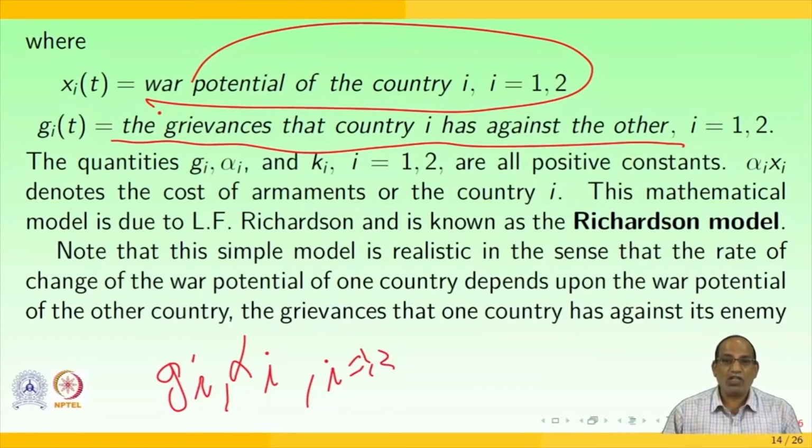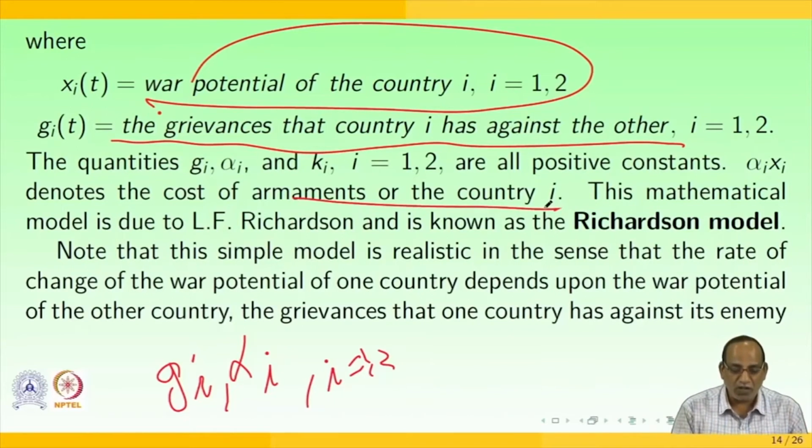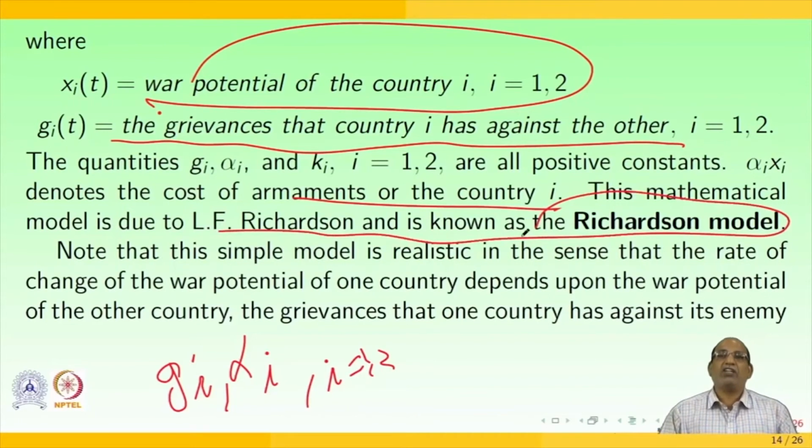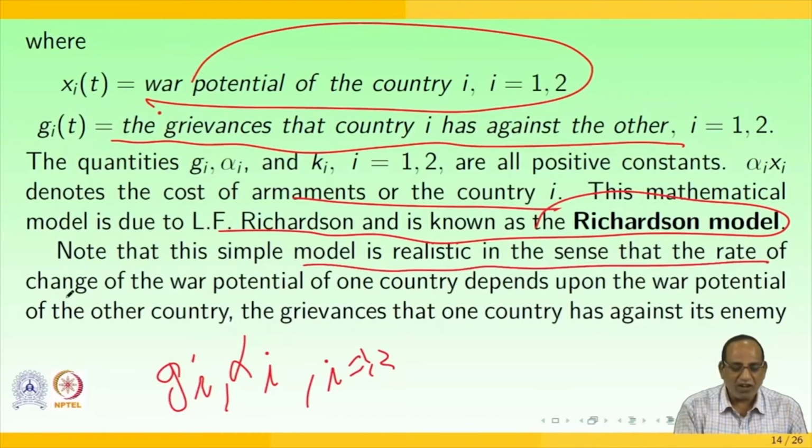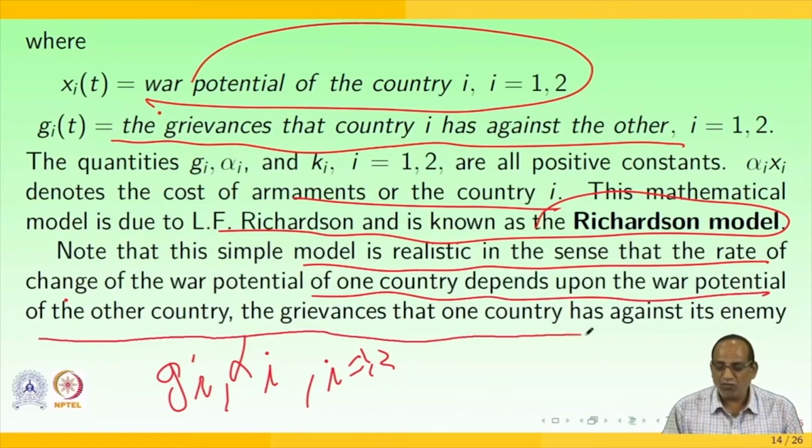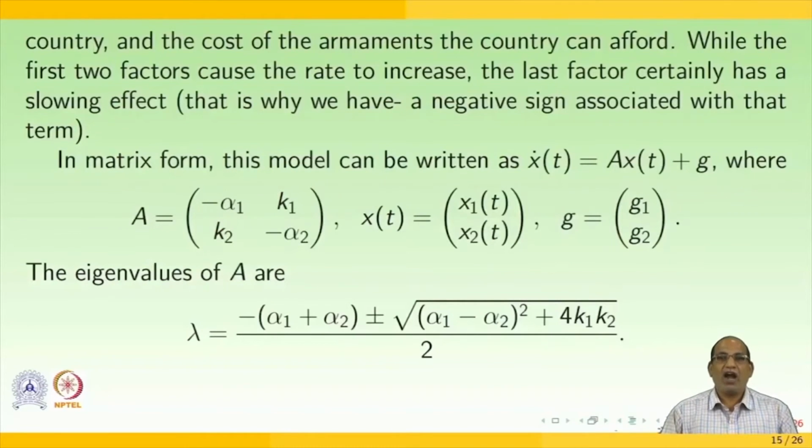Alpha i, x_i denotes the cost of armament for the country i. This mathematical model is due to Richardson, and we call it the Richardson extrapolation method or Richardson model. Note that this simple model is realistic in the sense that the rate of change of the war potential of one country depends upon the war potential of the other country, the grievances that one country has against its enemy country, and the cost of the armaments the country can afford.